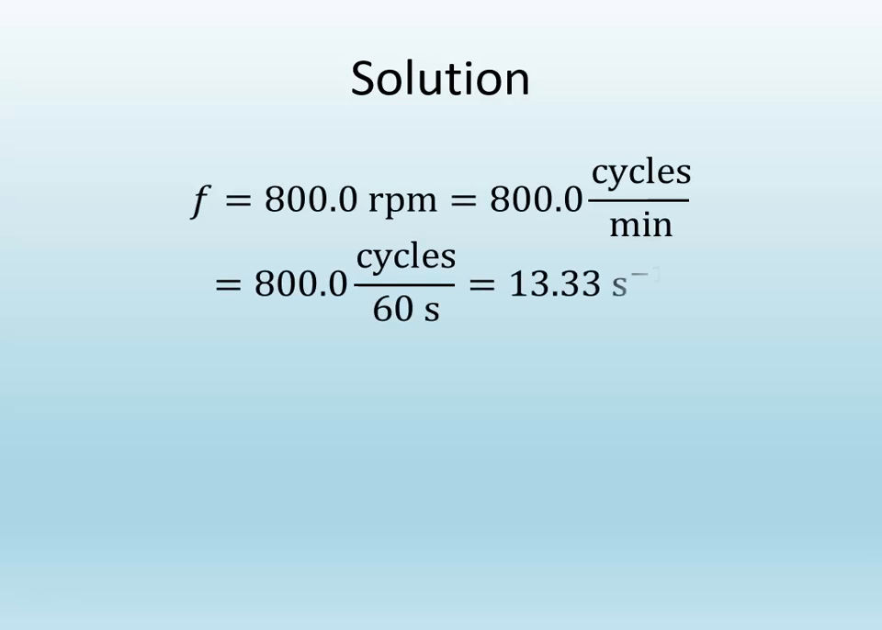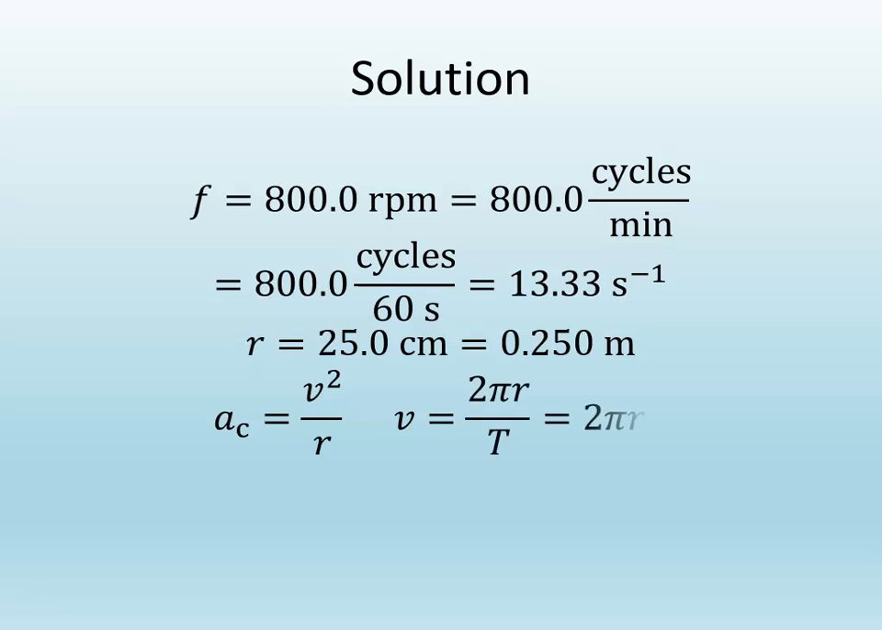So here are our givens. We have the frequency of the motion as 800 revolutions per minute. That is 800 cycles per minute, which I just immediately converted, plugging in 60 seconds for a minute, to 13.33 inverse seconds. That is 13.33 cycles per second, or 13.33 hertz for our frequency given. The radius of the motion is 25 centimeters. Well, we have to convert that to SI units as well, so 0.25 meters. And we're being asked to find the centripetal acceleration.